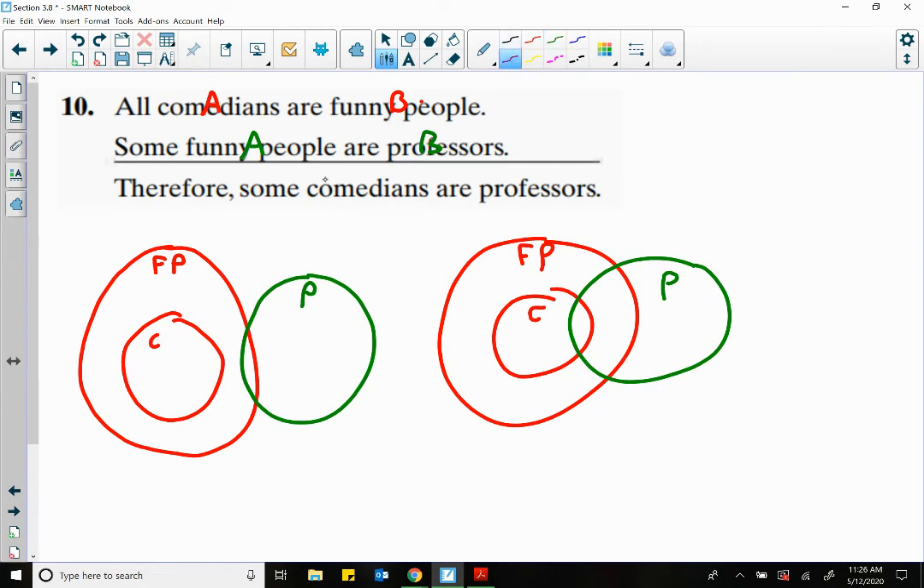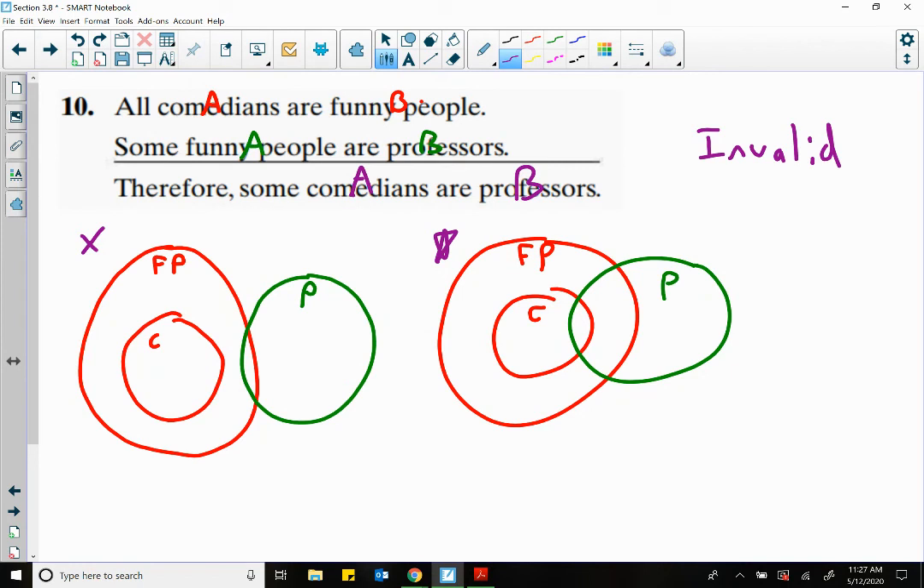So the question is, is this valid? Some comedians are professors. So some A are B. So in both of these pictures, do comedians and professors overlap? And the answer is no. This picture right there does not work. I only have professors and funny people overlapping. It is true in this one, but because it does not work for this picture right here, we know this is invalid. Okay? Remember, in order for this to be valid, it would have had to work for everybody. Every picture drawn, it has to be true for.